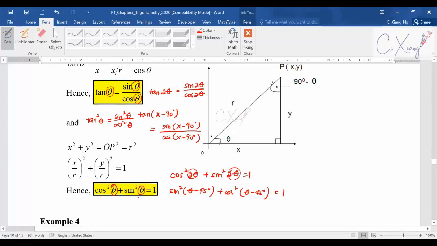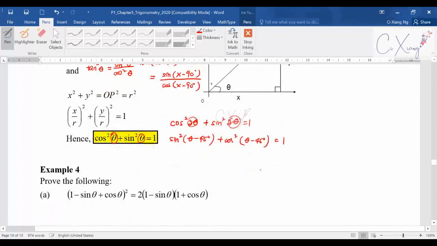You will see that for this kind of identity, you can only adjust the angle itself. You cannot adjust the pattern of the original identity. It is originally sine square plus cos square equals 1, so you cannot ask whether you can change it because sine power 3 plus cos power 3 equals 1. Cannot. It is fixed on the pattern, which is sine square plus cos square equals 1.